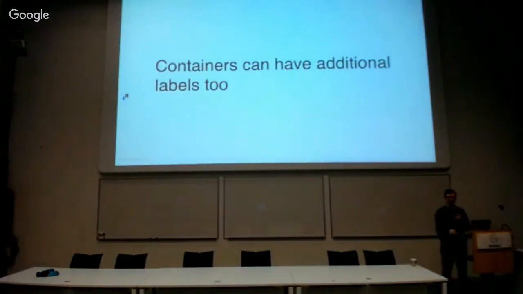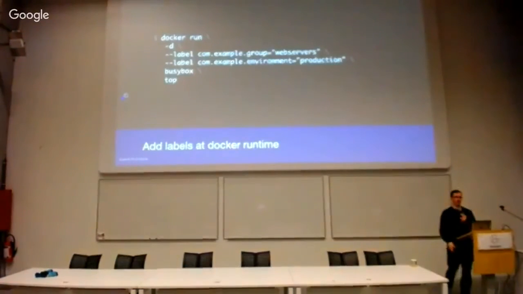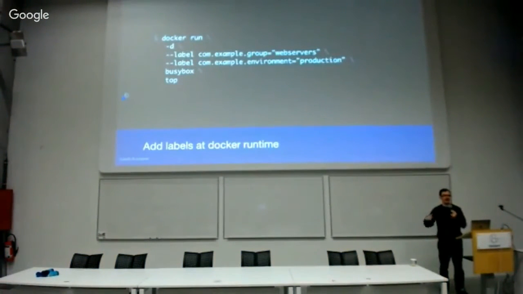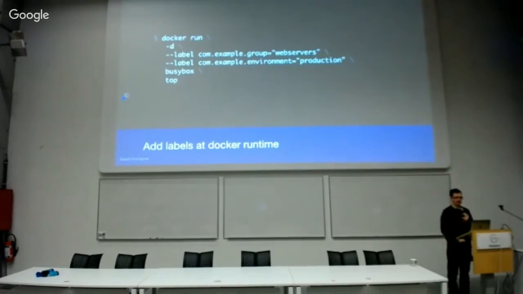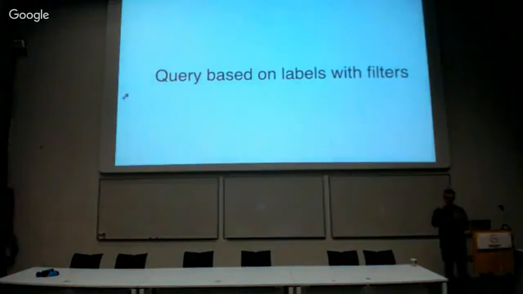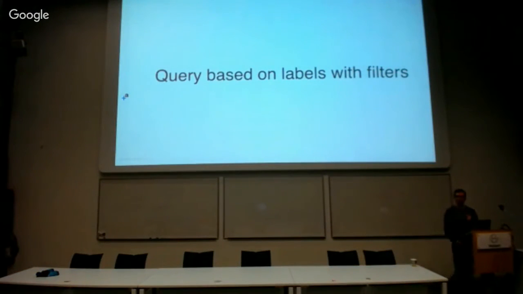We can also add additional labels at runtime as well. So at this point, we have an image. It has some metadata. That can be reused as part of that running container. But we can also add additional runtime metadata. So that's handy. And all of this metadata we've added, we can already immediately use with the native tooling.